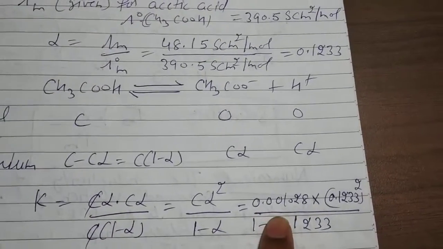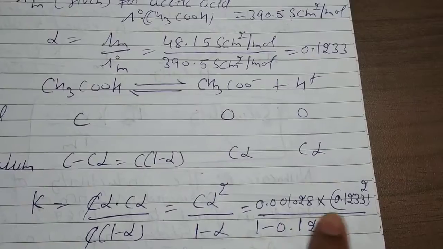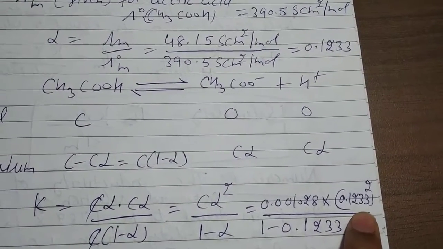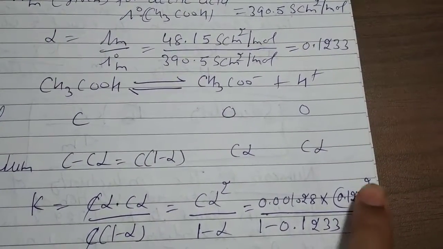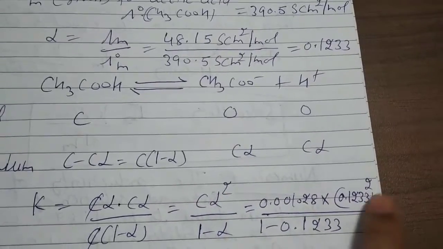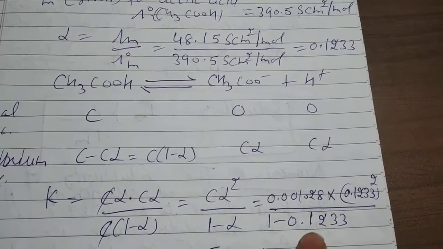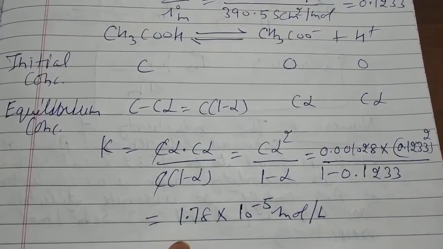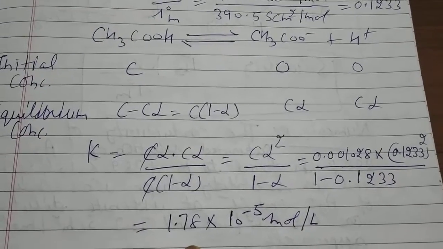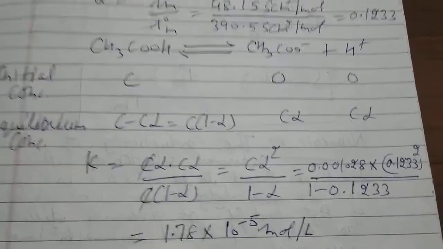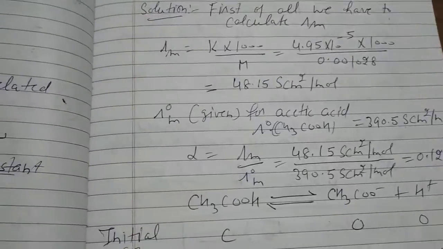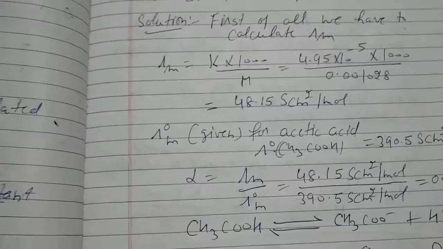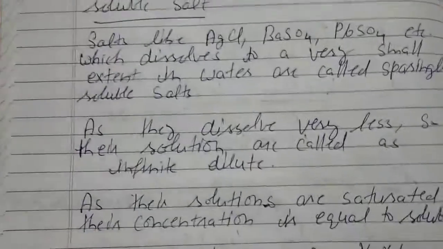So value of C is given 0.001028 and alpha value we have calculated 0.1233 square, because alpha is squared so this will also be squared. On the place of alpha, downside also 0.1233. So value we got, the value of this dissociation constant Kc is 1.78 into 10 raised to power minus 5 mole per liter. So this was our third application and the numerical method. So you calculate all the numericals related to this.